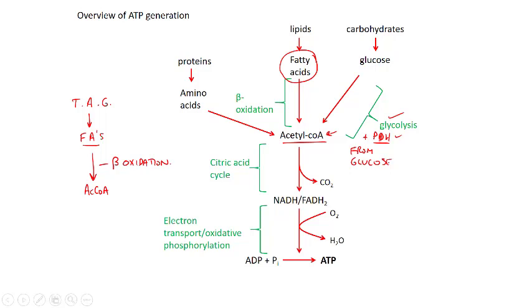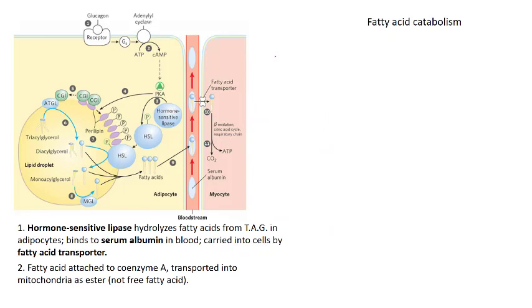So let's take a look at that right now. But first, before we do that, let's take a look at how lipids are converted into fatty acids so that they can then be oxidized. All right, fatty acid catabolism. Fatty acid comes from two places. The first source is dietary lipids. So you eat something that has fats, it goes straight into your bloodstream, and you get triacylglycerols.